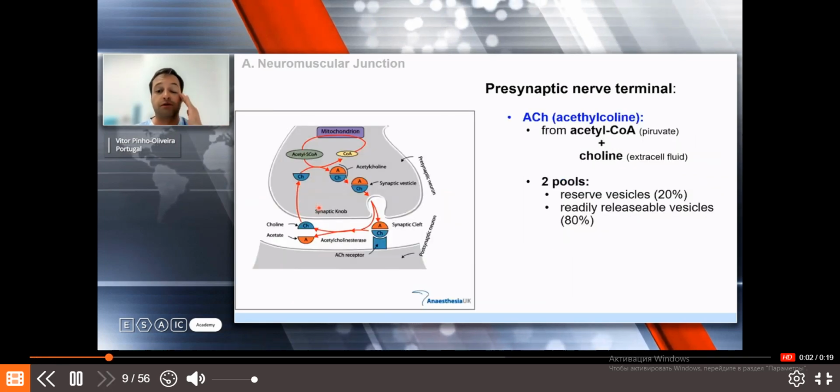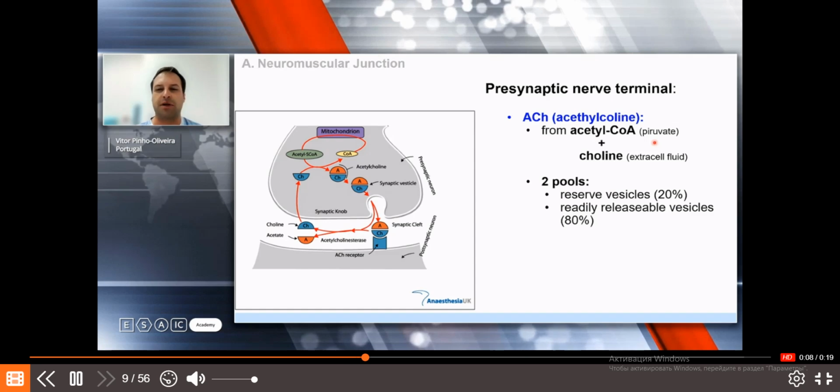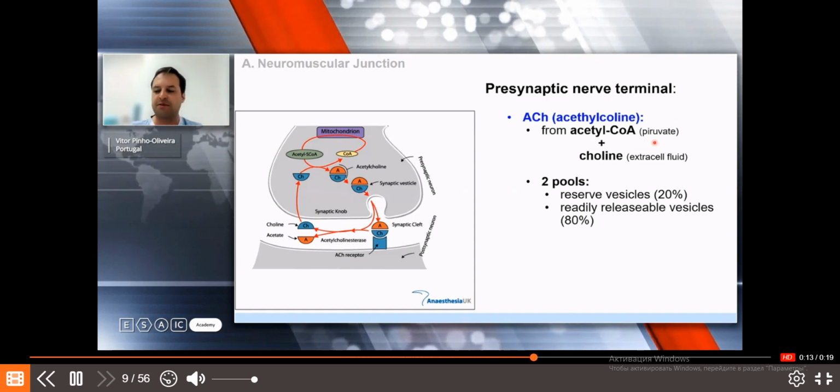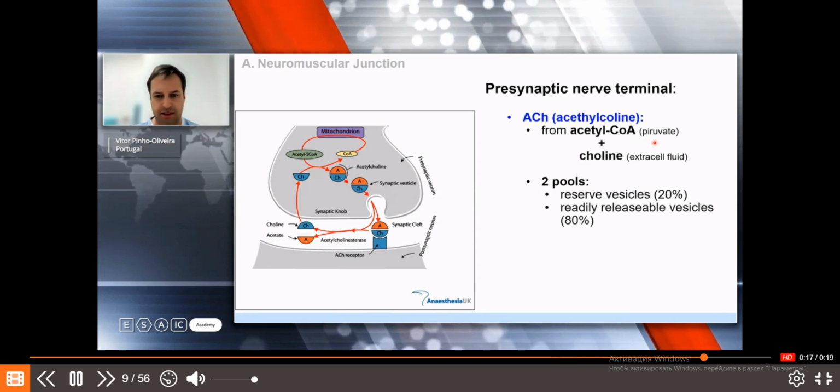Acetylcholine is formed from acetyl-CoA and choline, derived from pyruvate and from extracellular fluid respectively, and it's stored in 2 major pools: the reserve vesicles, 20% of it, and the readily releasable vesicles, most of it.